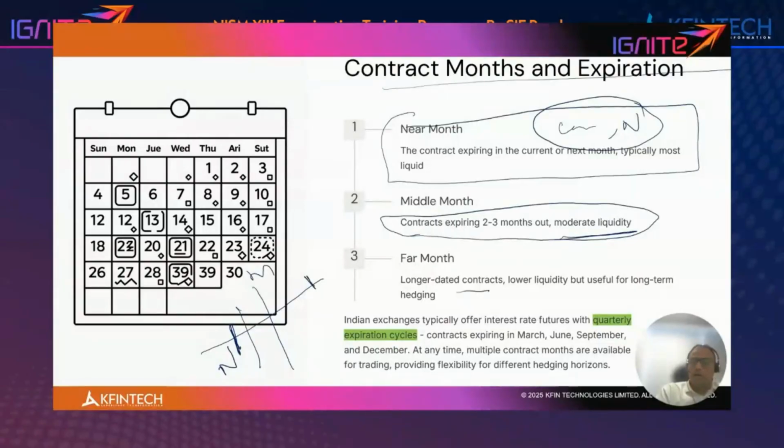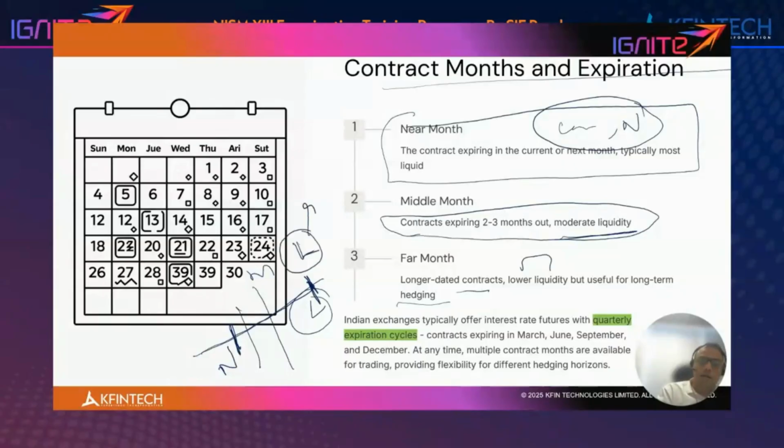Longer dated contracts, lower liquidity, useful for long term hedging. So why will I enter into something which is so long term? What can happen is I might have a view on the interest rate, or I might have a hedging strategy which is long term in nature, because I might have a liability at this end.